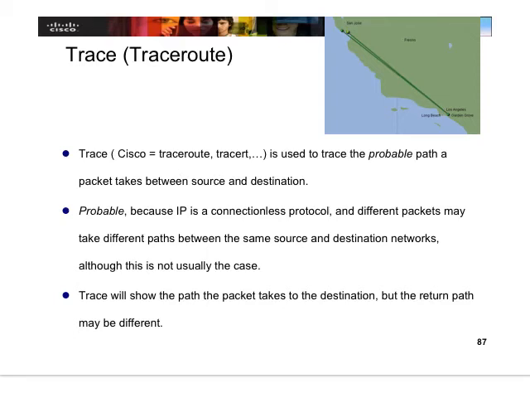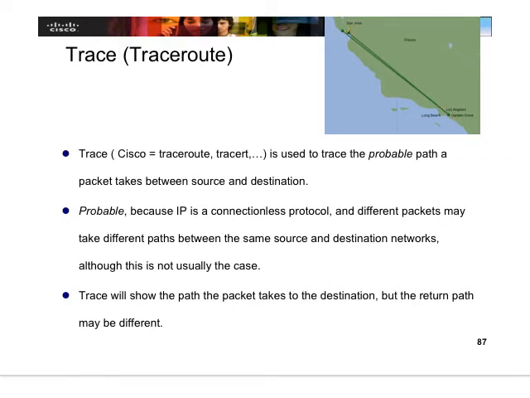Bismillah ar-Rahman ar-Rahim. So we're still talking about traceroute, and we said that traceroute, like ping, is used to troubleshoot the connectivity to a certain destination. Traceroute gives you the probable route to the final destination from a certain point, from your local host all the way to the final destination.